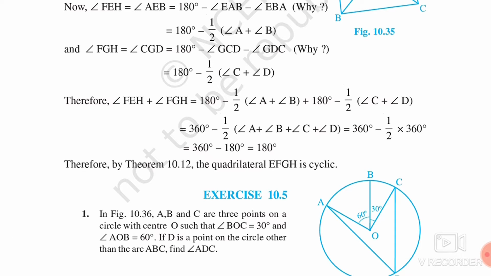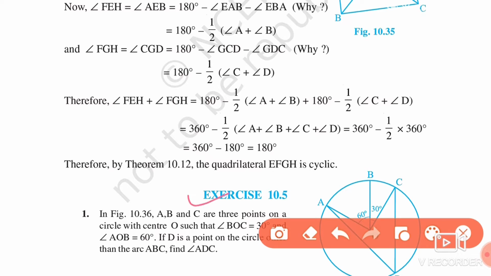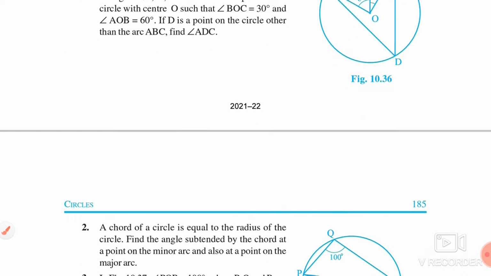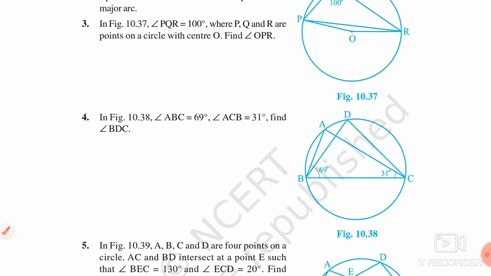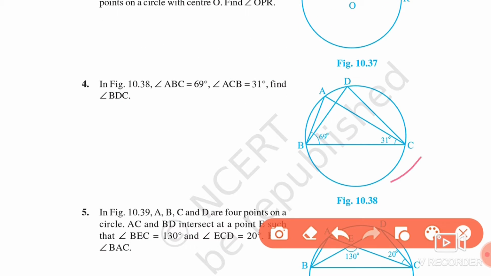Hello students, in this session we will continue with exercise 10.5, question number 4. In figure 10.38, we have angle ABC as 69 degrees and angle ACB as 31 degrees. We need to find angle BDC. Let's make it.